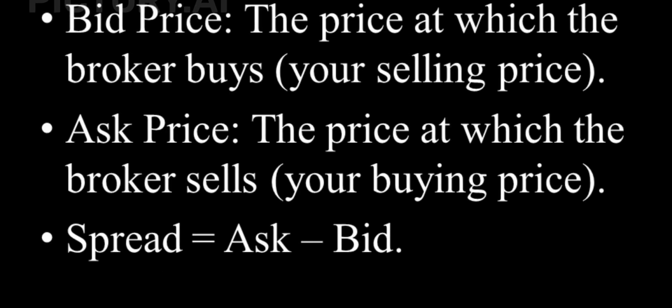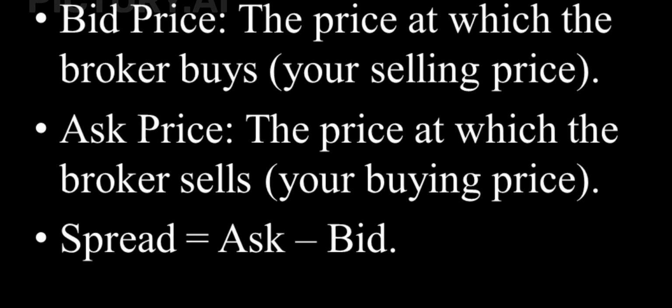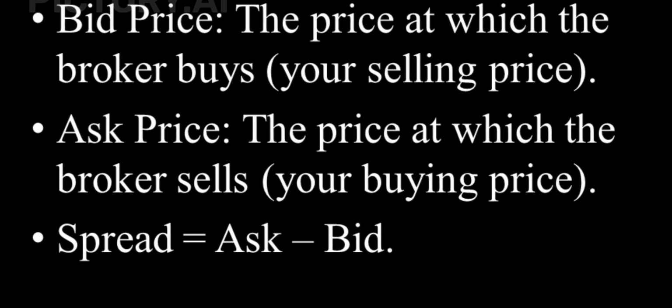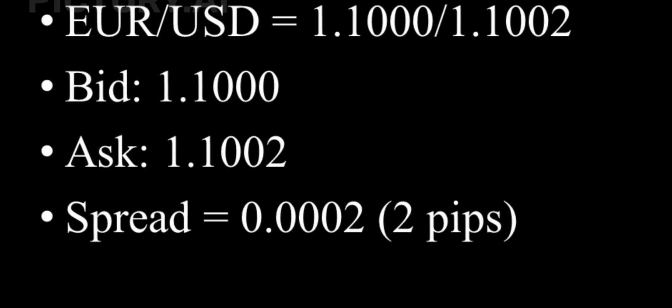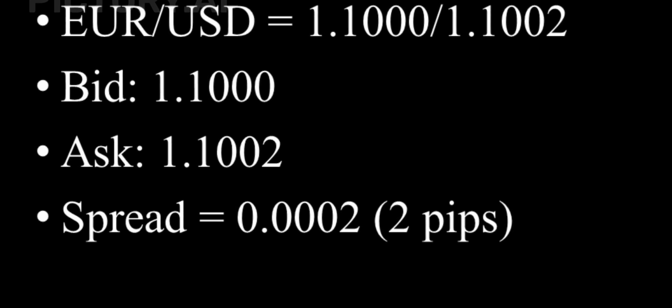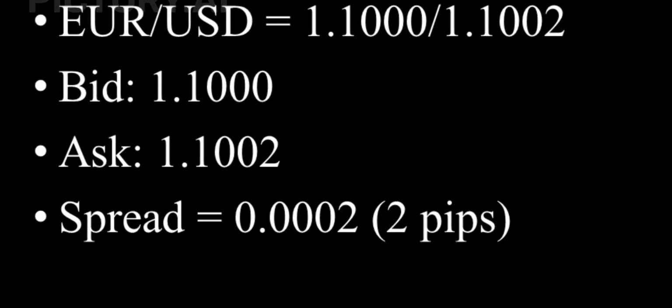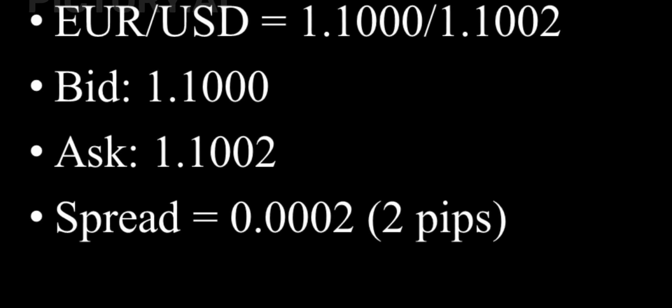In Forex trading, the bid price is what the broker buys at, and the ask price is what the broker sells at. The difference between these prices is known as the spread. For the euro to US dollar pair, a bid of 1.1000 and an ask of 1.1002 results in a spread of 0.0002, or 2 pips, illustrating the cost of trading.